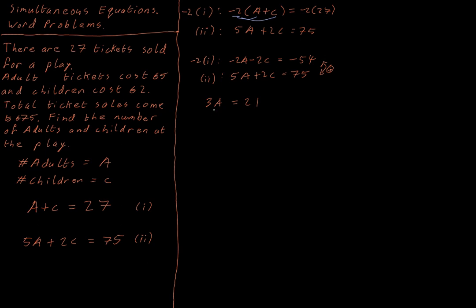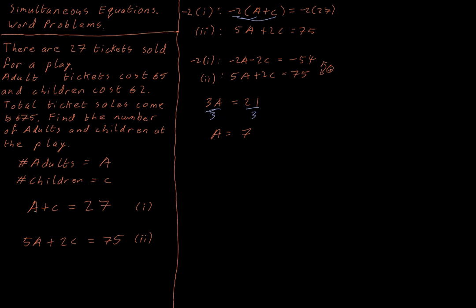I now divide both sides by the coefficient of a. 3 divided by 3 is going to leave me with 1, so I'm left with 1a, so my number of adults is going to be 7. So I now know that there were 7 adults at my show, at my play.